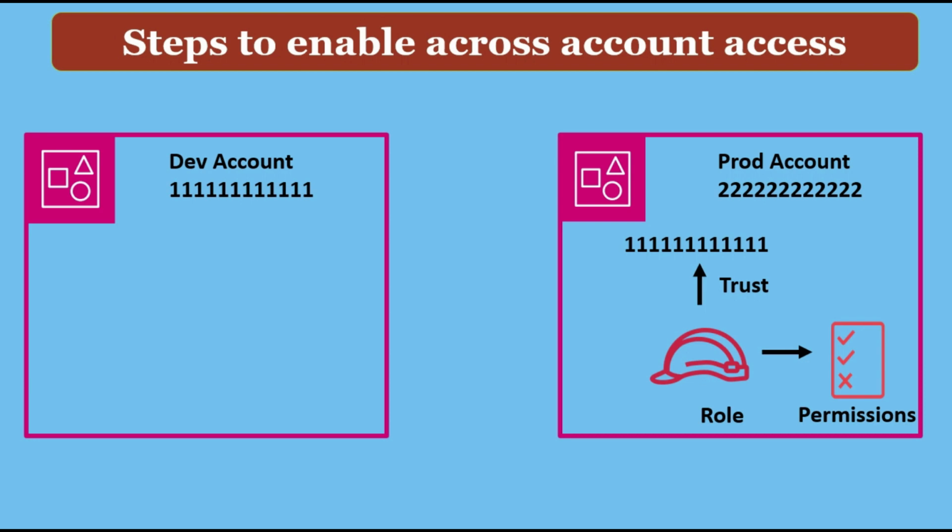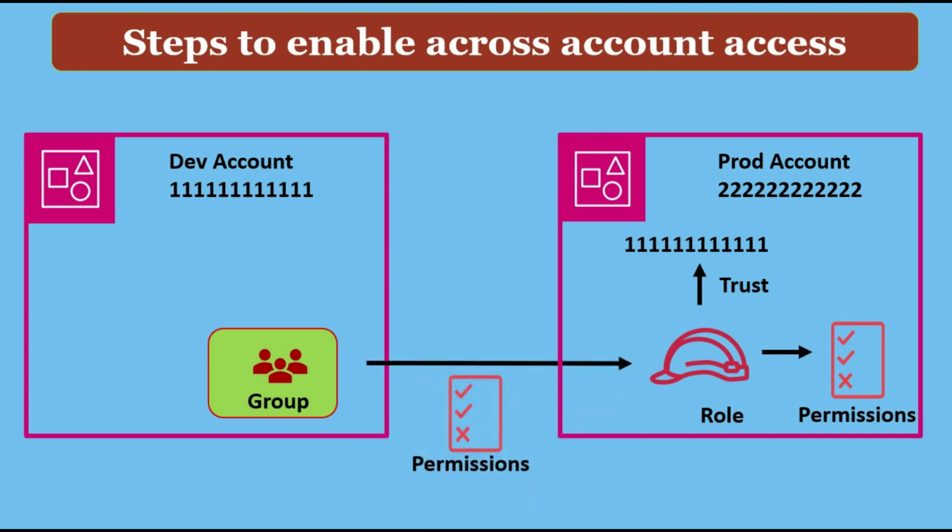So on the left side, you have the developer account where a group of IAM users will be working. And these users need to access this IAM role. So for that, they need to have an IAM permission to assume this role. So we can apply a group policy on the IAM group in the developer account to assume this role in the production account so that they can get temporary credentials to access this role.